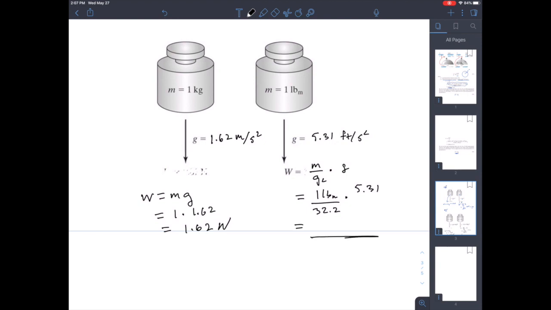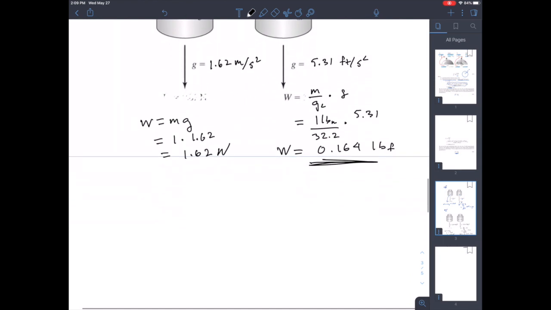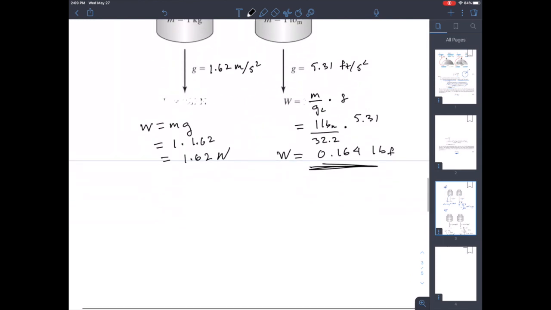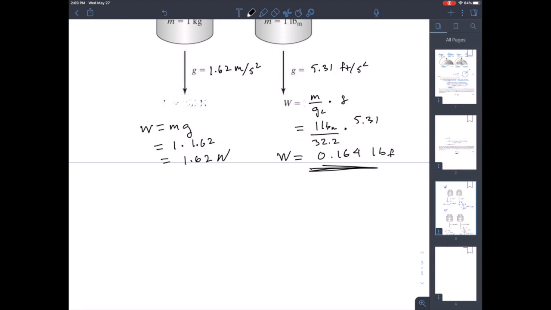When I do that calculation, then I get the weight. You plug in this calculation and you get 0.164 pound force. All right, so to me, this process of having a different formula, right here, we had a different formula that had to be used when we applied pound mass into the gravity or the weight equation.